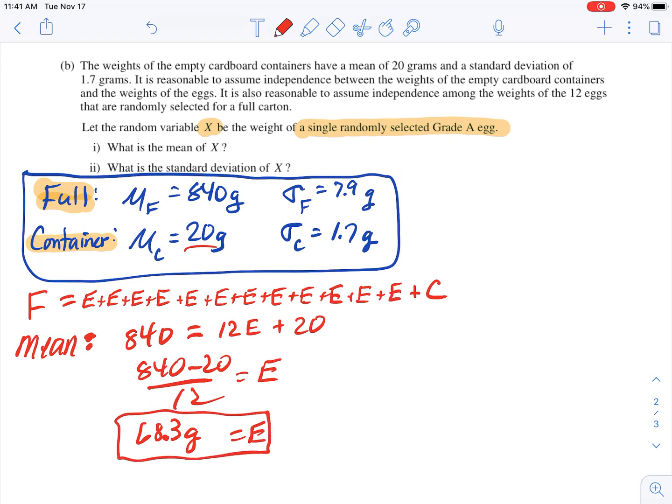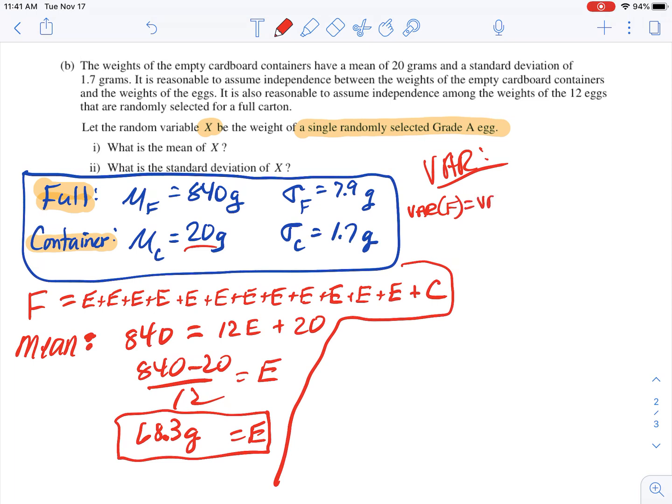So the mean's pretty straightforward. When we get to standard deviation, however, that gets a little trickier because it's not standard deviations that add up, it's the variances that add up. So we're going to actually have to go through variances to get standard deviation. What we know is that the variance of the full carton is going to be the sum of 12 variances of eggs. So the variance of 1 egg plus the variance of a second egg plus, 12 of those, plus the variance of the carton.